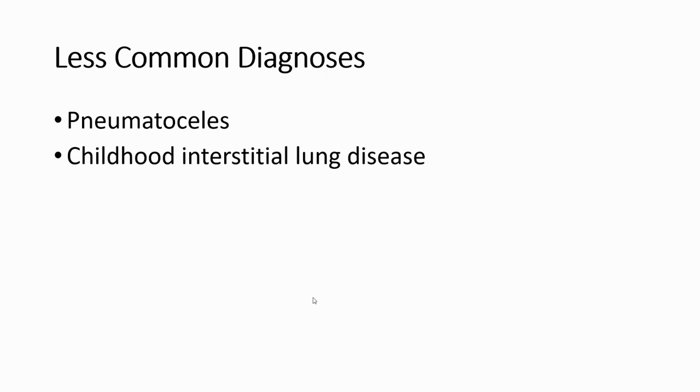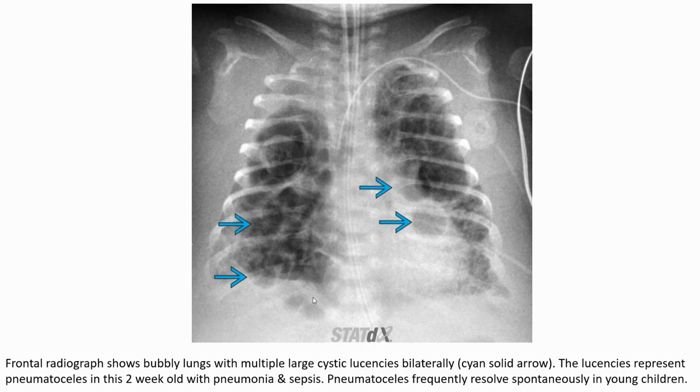Now we are going to talk about less common causes of bubbly lung. The first one is pneumatocele. The second one is childhood interstitial lung disease. So the first case, we are going to talk about pneumatocele. Here is a frontal radiograph. Bubbly lung with multiple large cystic lucencies bilaterally. The lucencies represent pneumatoceles in this 2-week-old with pneumonia and sepsis. Pneumatoceles frequently result spontaneously in young children.